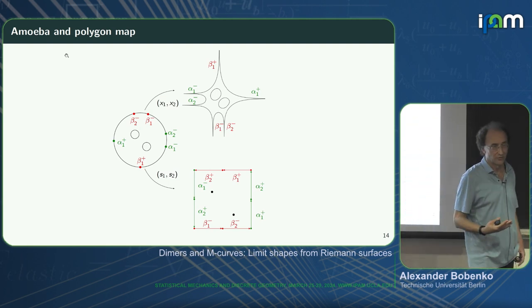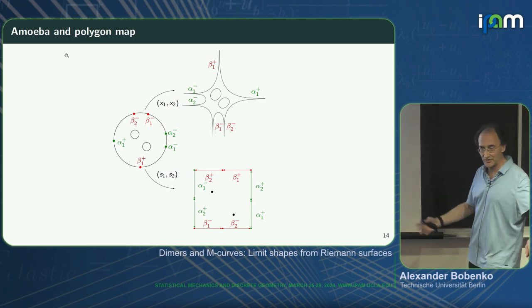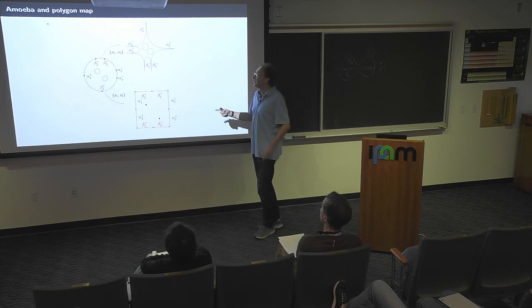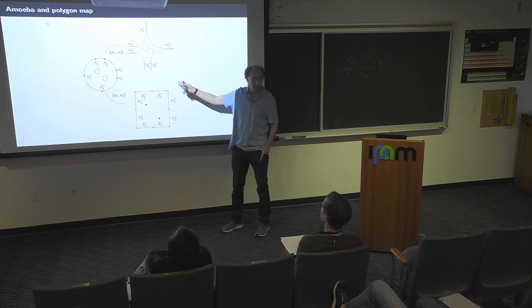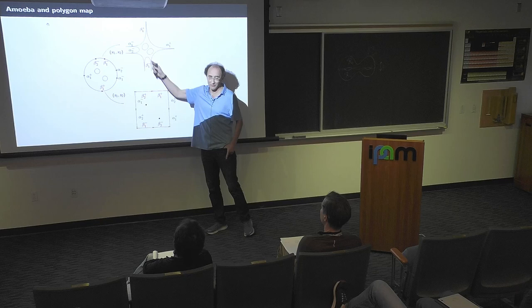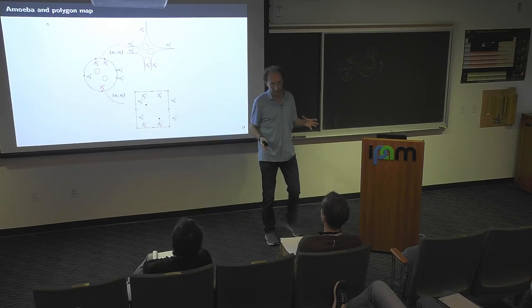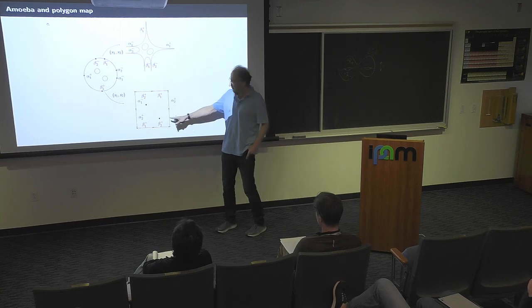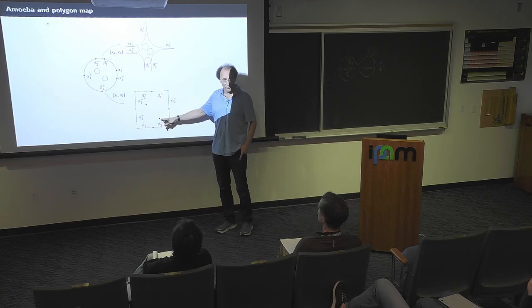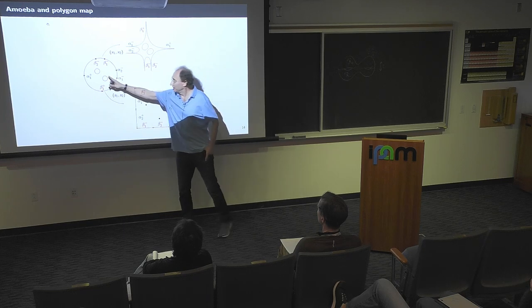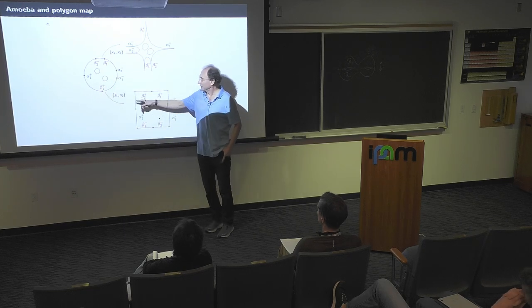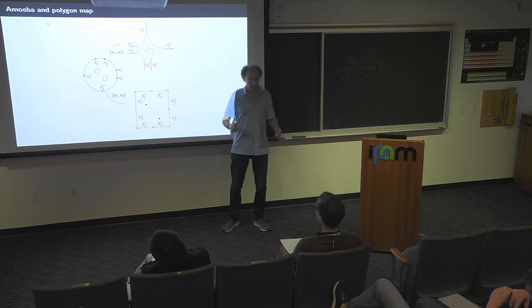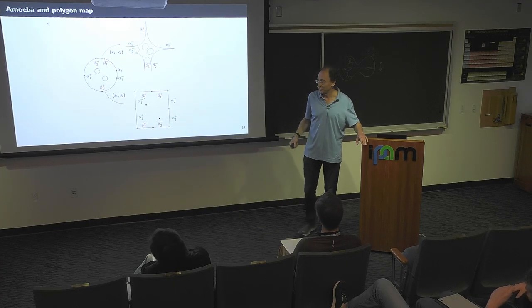What is the difference compared to the theory in the doubly periodic case? You have a little bit more freedom. This means that the number of ends of this amoeba and the number of these ovals can be taken independently. So you can do whatever you want. And here, these black points, which are the images of these interior ovals under this polygon map, are not necessarily integer. They can be arbitrary.